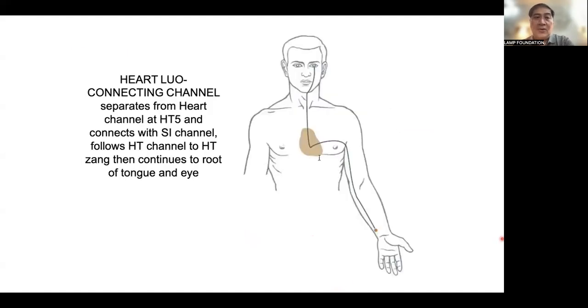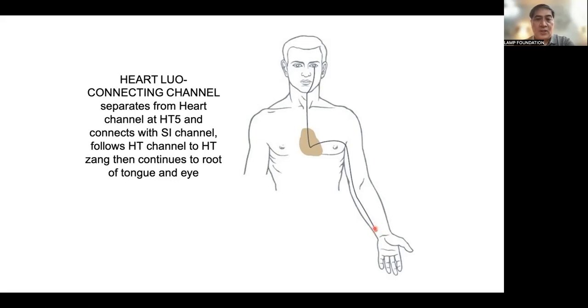Next, we go to the luo connecting channel. So the luo channel separates from the channel at heart 5. Now, we want you to remember heart 5. You will understand why later, and it's so effective. It separates from the channel at heart 5, and it connects with the small intestine at SI4, about 1.5 cun above the transverse crease of the wrist.